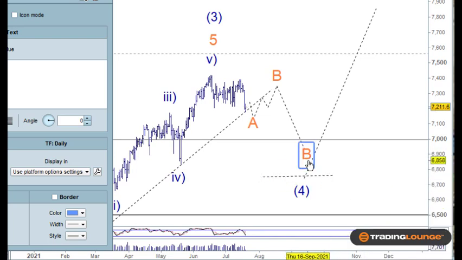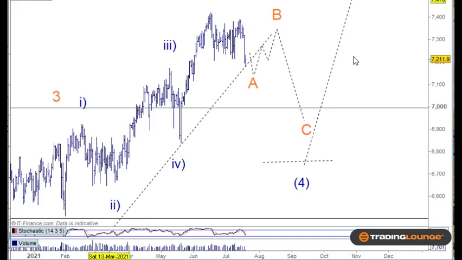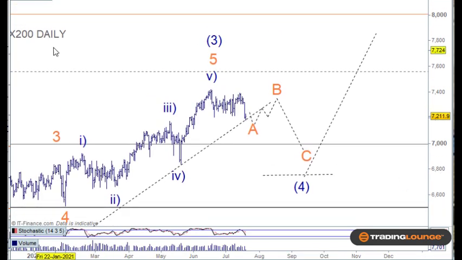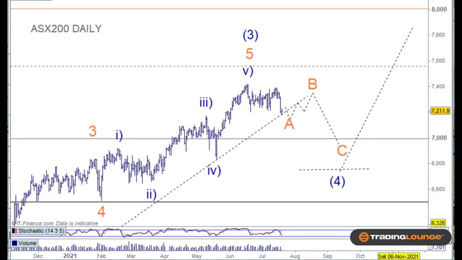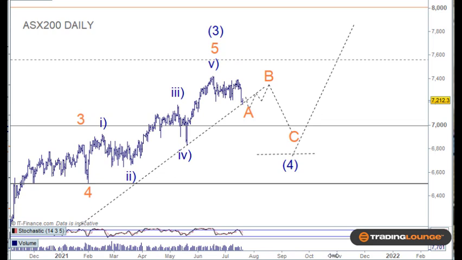Go to wave C, there we go. So yeah, that could play out a bit further. So we just need to be a bit careful about this. So anyway, we'll get this 5 waves down here completed, and then we'll see what the US markets are doing.